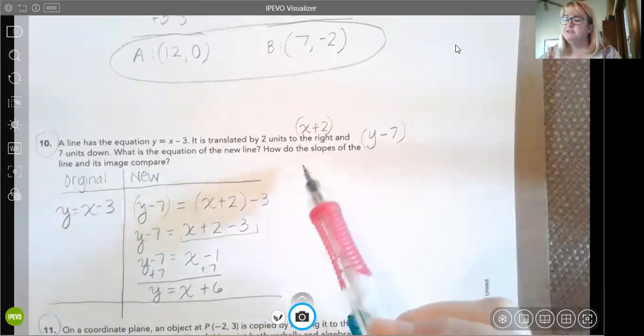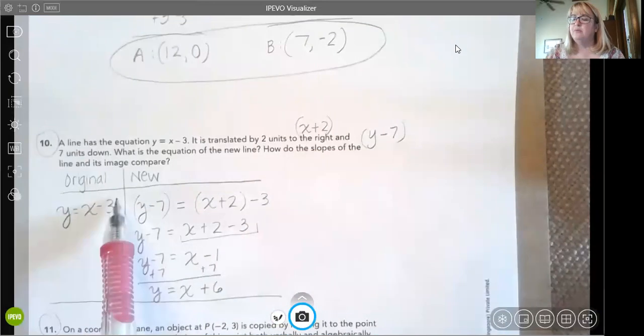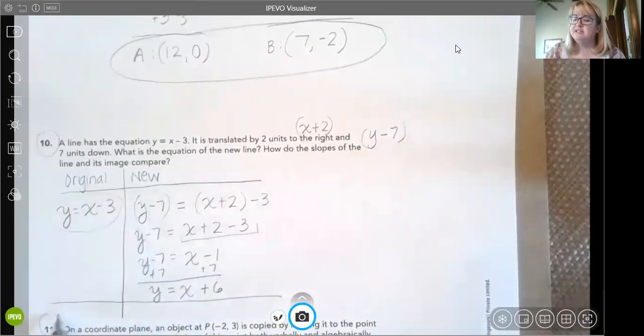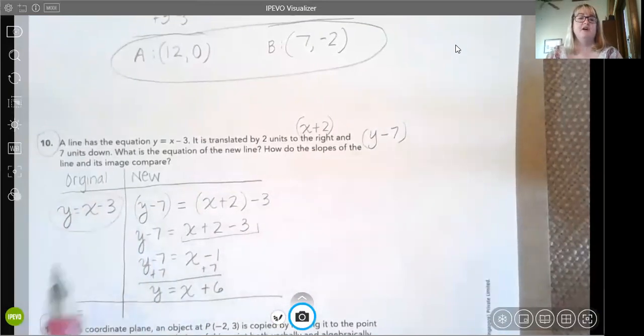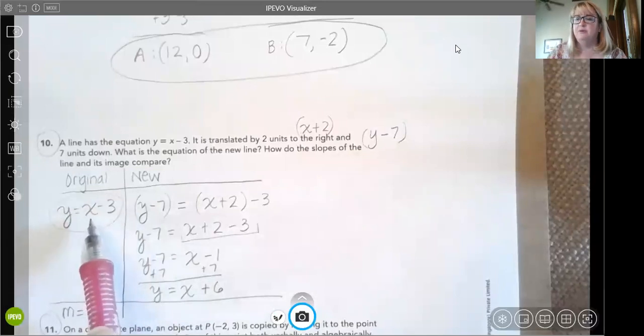How do the slopes of the original line and its image compare? So let's look at the original. What is the slope? M is the slope. Y equals mx plus b. Well, the slope is not written, but it does have a slope. What is the slope? Very good, 1.